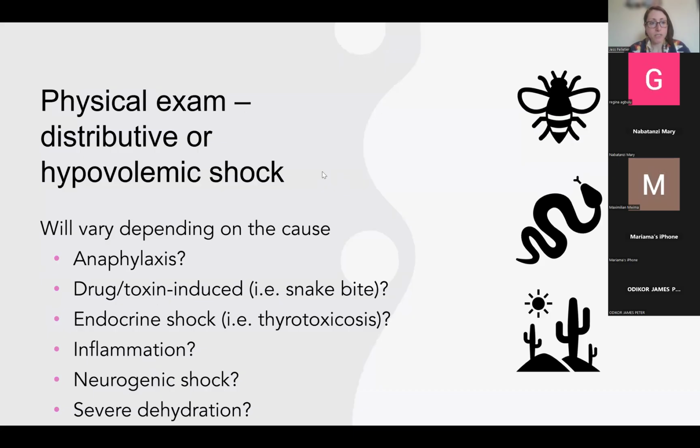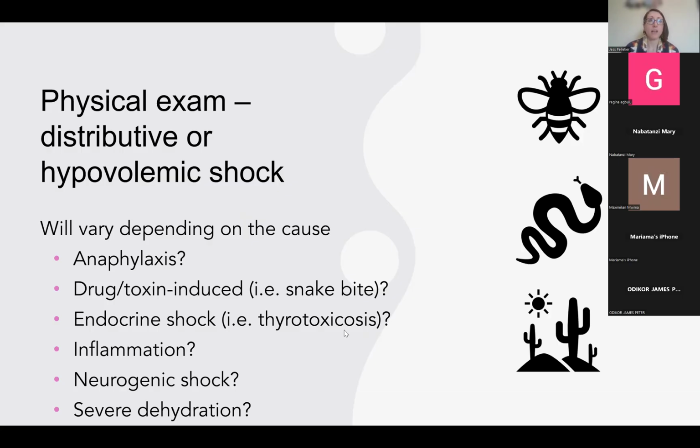Okay, so for the physical exam for distributive or hypovolemic shock, you need to think about the things you need to look for. So if someone's had a snake bite, go look at the snake bite area. If they've had a bee sting, go look at the bee sting area. If they have been exposed to some sort of drug or toxin, ask about things like endocrine history. So hyperthyroidism or thyroid storm can present with a distributive shock as well. So check a thyroid exam if that's relevant for your particular patient.